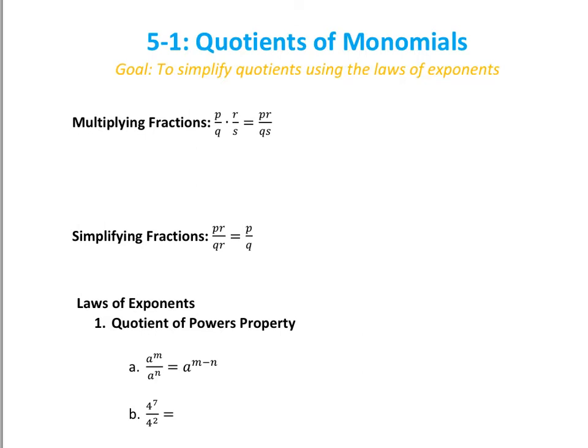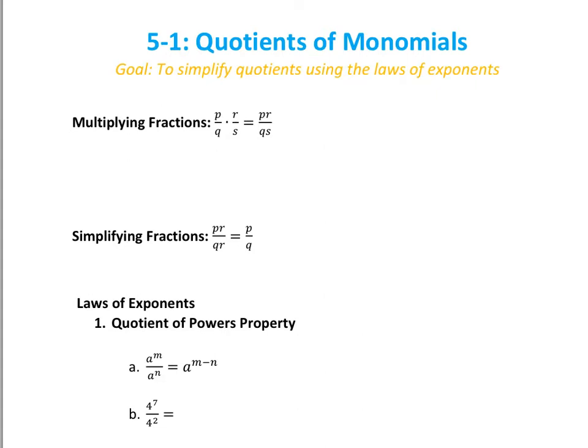Just a quick review on how to multiply and simplify fractions. Okay, so if you have p over q times r over s, all you do for multiplying fractions is you multiply straight across, right? Multiply straight across the top, straight across the bottom, so you get pr over qs. But remember also that you could do this thing called cross cancel, right? All cross canceling is simplifying the fraction before you multiply.